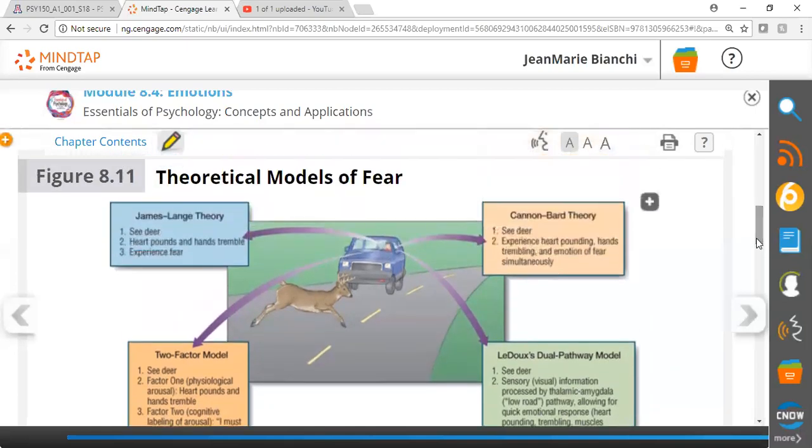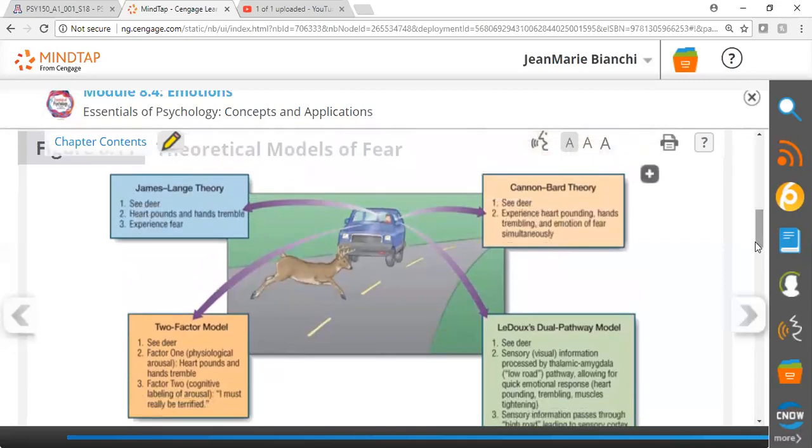Now, the answer to which theory is correct and which theory is wrong is still being worked out. To date, there are pieces of evidence, and there are problems for all of these theories. So each one of these theories appears to explain some aspect of emotion, but it also has problems. Again, emotion is a multifaceted construct. We're talking about behavior, physiology, cognitions, and thoughts. So the story of exactly how emotion works is still being worked out, and it's likely to be complicated.